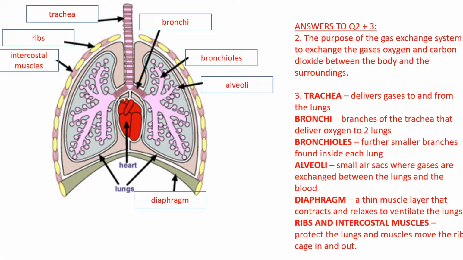The diaphragm, a thin sheet or layer of muscle that contracts and relaxes to ventilate the lungs. Ventilate means bring air in. It's a bit like if you open the window, you say, oh, ventilation. The window's open, so it's to bring air in and out. The ribs and intercostal muscles protect the lungs and move the rib cage in and out. Because when you're breathing, it's actually your intercostal muscles and your diaphragm doing some work there.